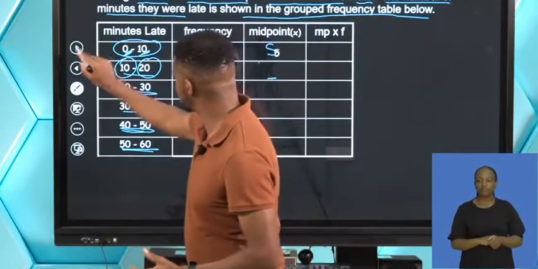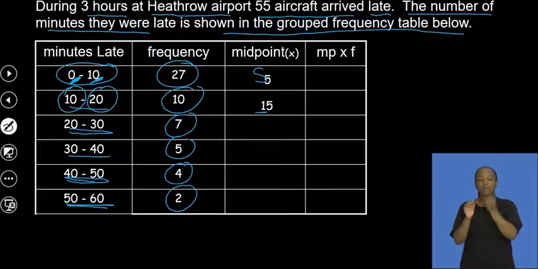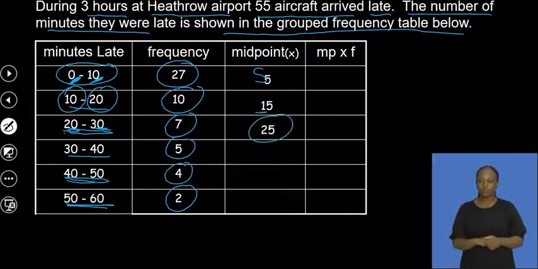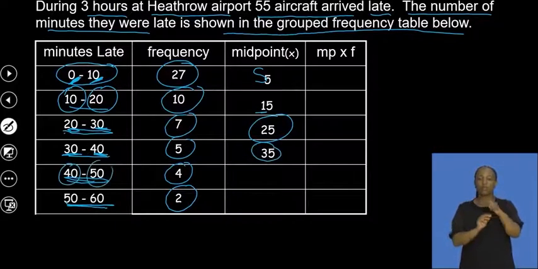Okay, which is, we get 15. That's the midpoint. And the midpoint for 20 and 30 is 20 plus 30, which is 50 divided by 2. We get 25. And what about 30 plus 40 divided by 2? We get 35. And 40 plus 50 divided by 2, we get 45. And 50 plus 60 divided by 2, we get 55.